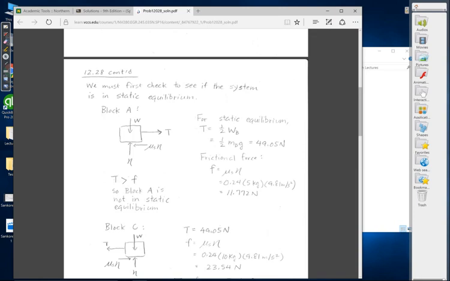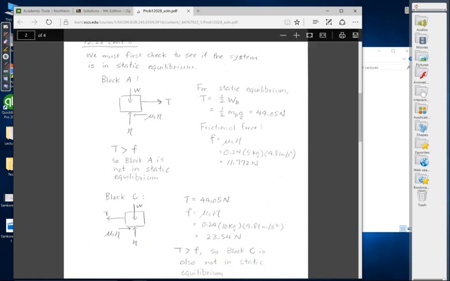Okay, and then the frictional force we know has to be equal to the coefficient of static friction, that's 0.24, times the normal force. The normal force simply cancels out the weight, right? So if you calculate that frictional force, it's 11.8 newtons, whereas the tension is 49 newtons. Okay, so the tension is much greater than the maximum friction, which means, of course, block A will move under that tension. That tension is going to pull block A towards the right. So that's how you check to make sure that A will indeed move.